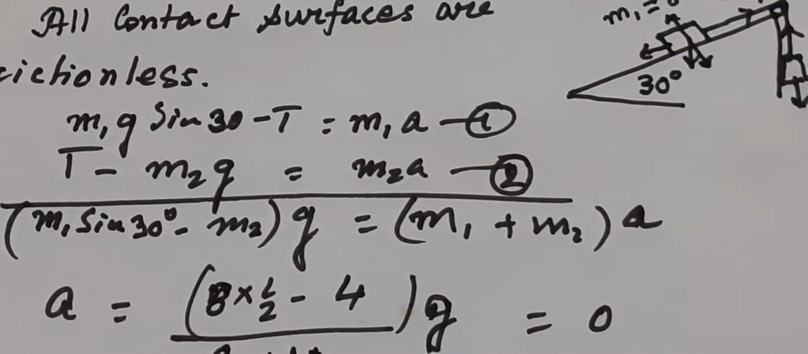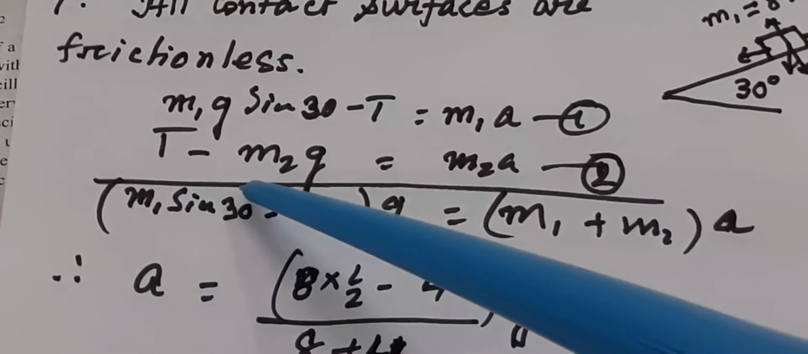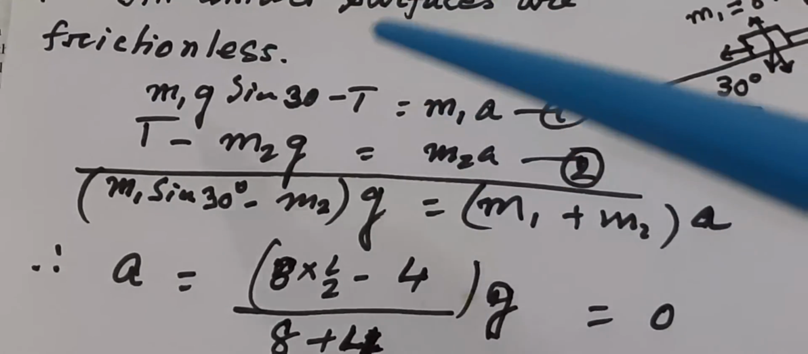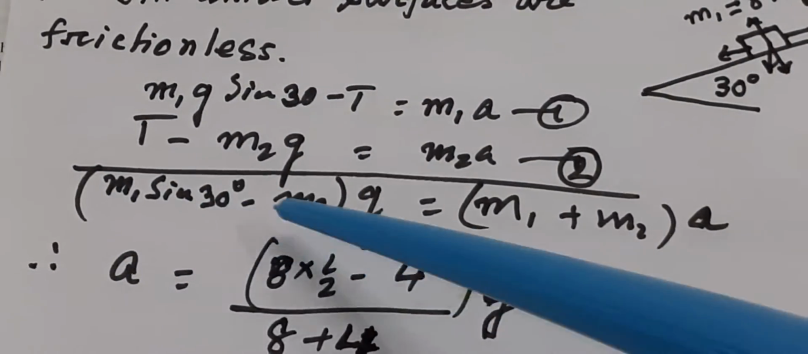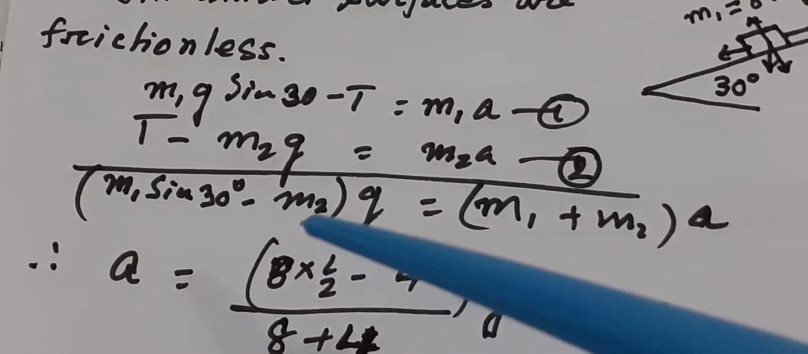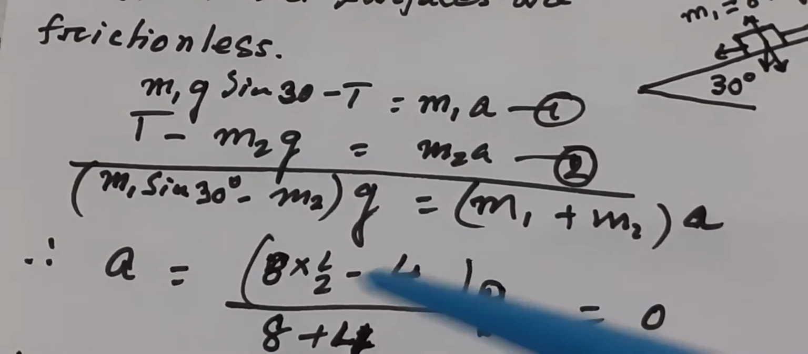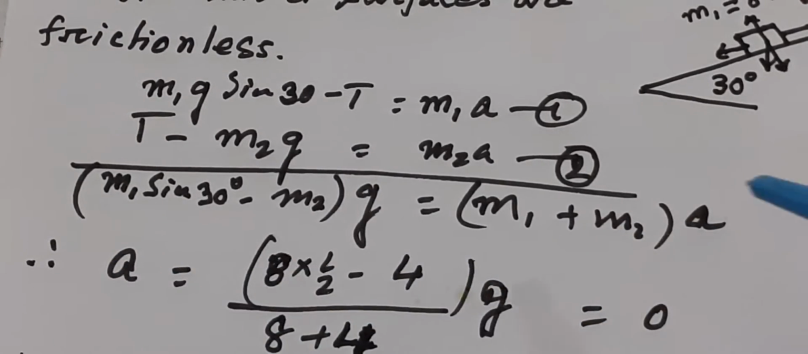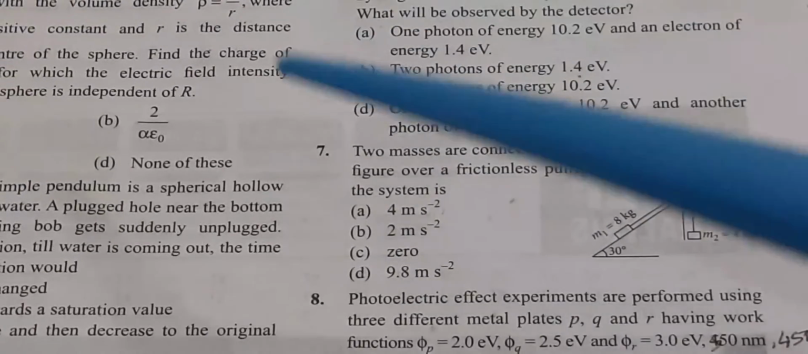Now why will m2 go up? Because tension will be more than m2g, T minus m2g equals m2a. Solving here you can see m1 sin 30 minus m2g, this will come. m1 is 8 into half, sin 30 is half, minus 4. Ultimately a is coming 0. That means no acceleration will take place in this case. Now here C will be the answer.